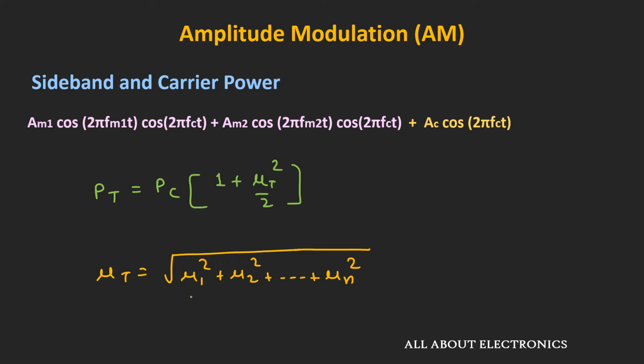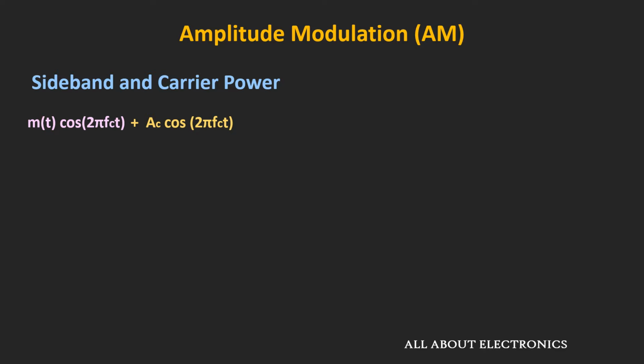Now in general, for any type of message signal m(t), the sideband power will be equal to the mean square value of m divided by 2R, and the total transmitted power is equal to the carrier power plus the sideband power, that is equal to AC square divided by 2R plus the mean square value of m divided by 2R. So this will be the expression for the total transmitted power.